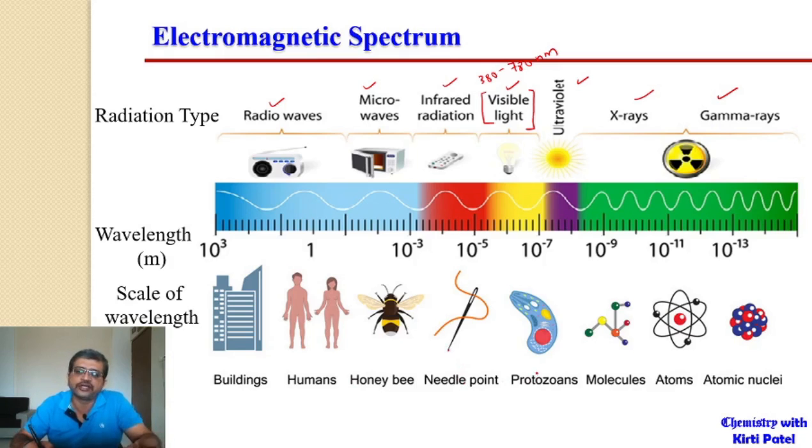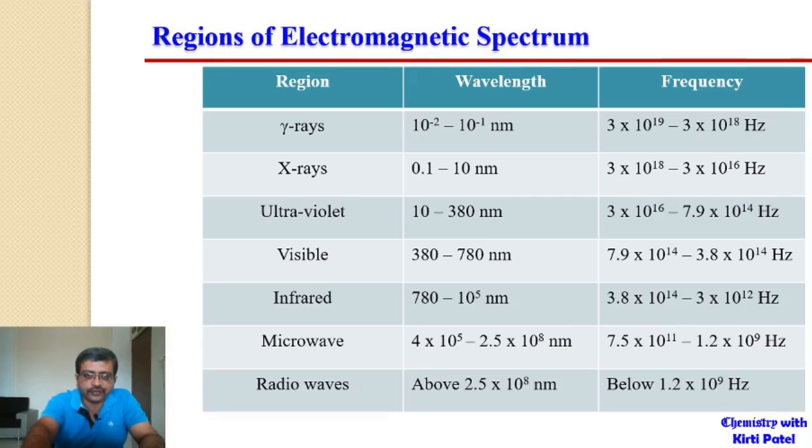Similarly, visible lights have wavelengths equivalent to monocellular organisms like bacteria or protozoans. Molecules are compared to X-ray wavelengths, and then gamma rays are up to the atomic nuclei. The regions of this electromagnetic spectrum can be compared with the wavelength as well as the frequencies. This table gives us the different wavelength ranges for different regions of the electromagnetic radiations and the frequencies of different regions of the electromagnetic spectrum.